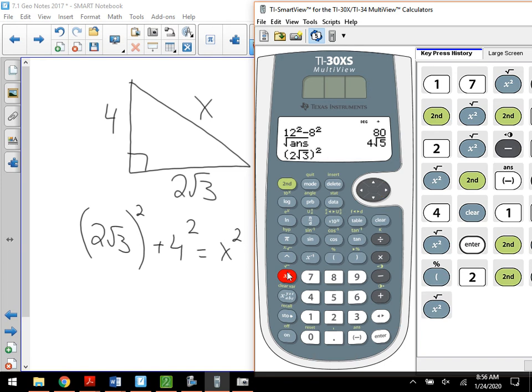It should look on the screen identically to what you have written here. That's the way this stuff's supposed to go. And then I put in plus 4 squared, and now I can hit enter. So is that like your real answer? That is x squared.